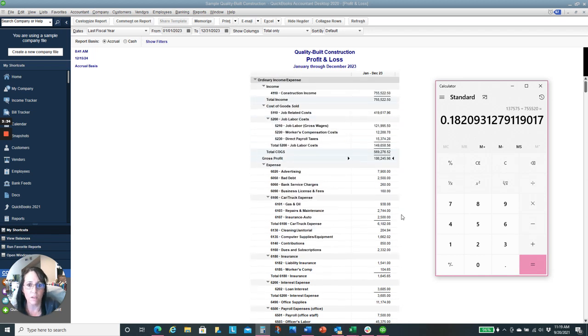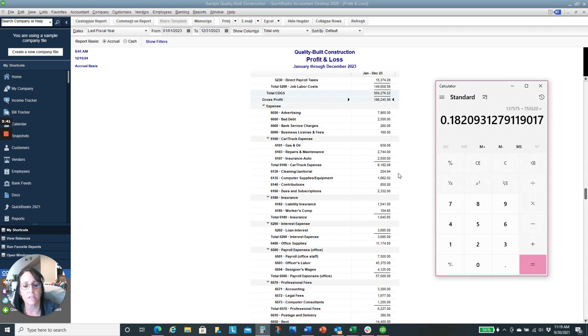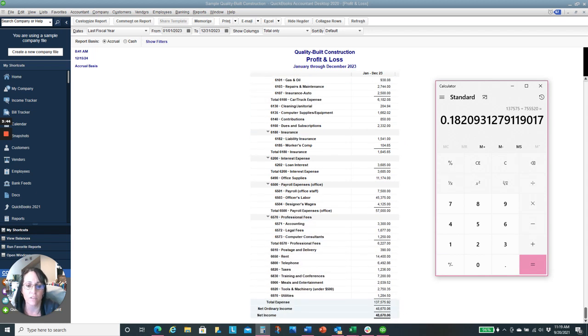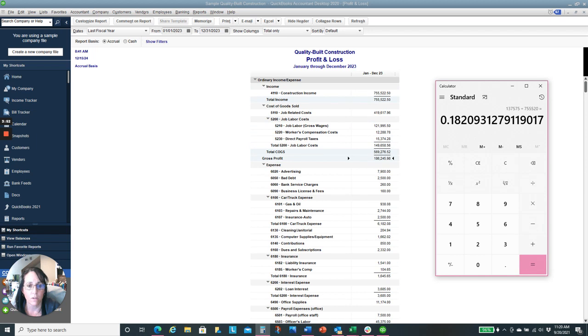So if you remember up here, our gross profit line was 186. So we've got 186 minus the 137 gives us our net income, which is your line that you want to pay attention to, that we're targeting 8% on. So if our job-related costs, and let's see, total COGS is 569. So let's play around with that one and say 569,276.52, and we're going to divide that into our total income, and that is 75%.